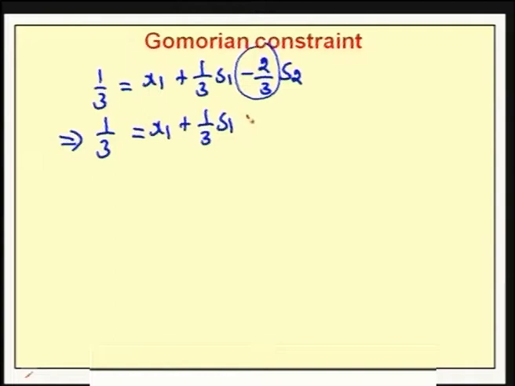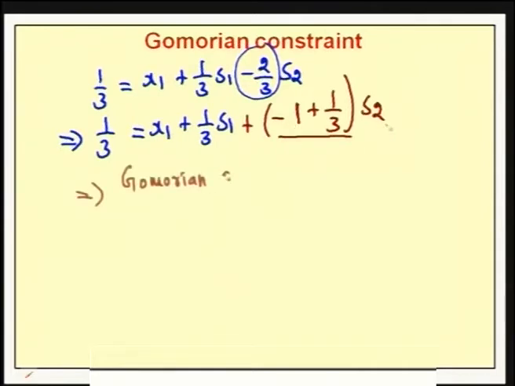Now, I will write this as minus 1 plus 1 by 3 into s2. Now, I rewrite this negative fraction as sum of negative integer and non-negative fractions. From this, the Gomorian cut is 1 by 3 s1 plus 1 by 3 s2 greater than or equal to 1 by 3.